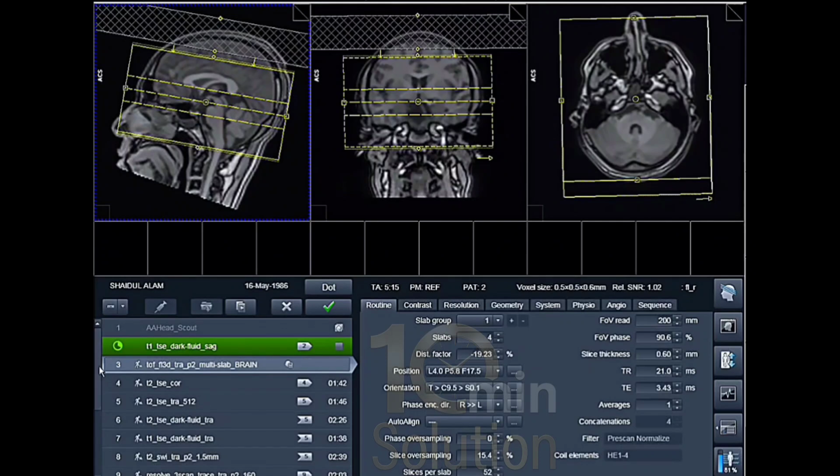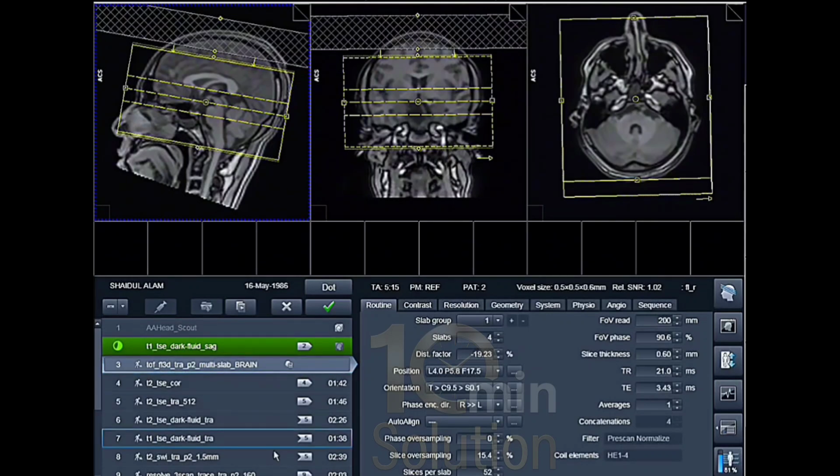Today I will discuss with you a very interesting topic: how to set up the plan MRA of the brain. Look at the image. This one is the sagittal image, this one is coronal, and this one is transverse. So the top MRA planning will be on the sagittal and coronal images, and showing here the protocol.